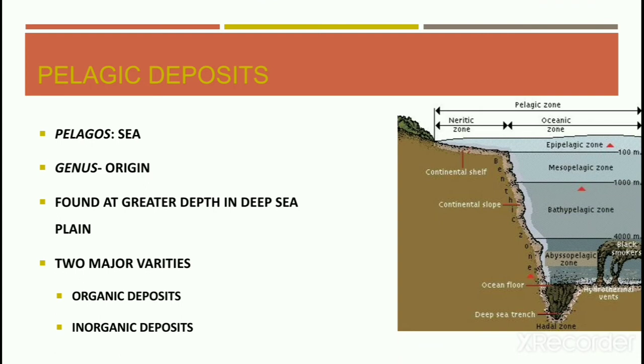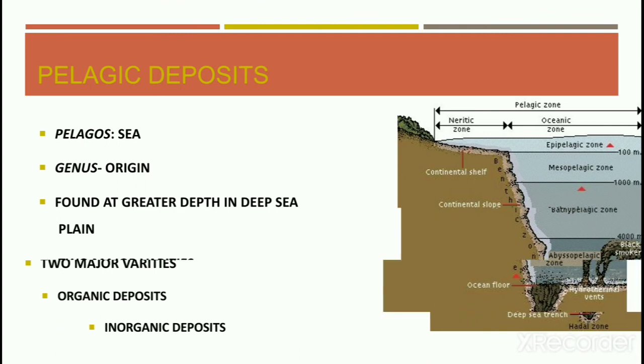These deposits are mainly found at a greater depth in the deep sea plain. Some of them are found on the continental shelf and the continental slope areas. The pelagic deposits are further categorized into two: the organic deposits and the inorganic deposits.